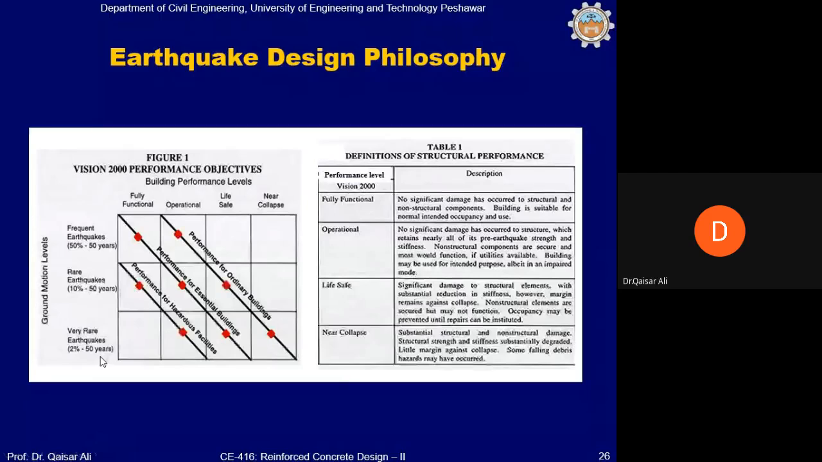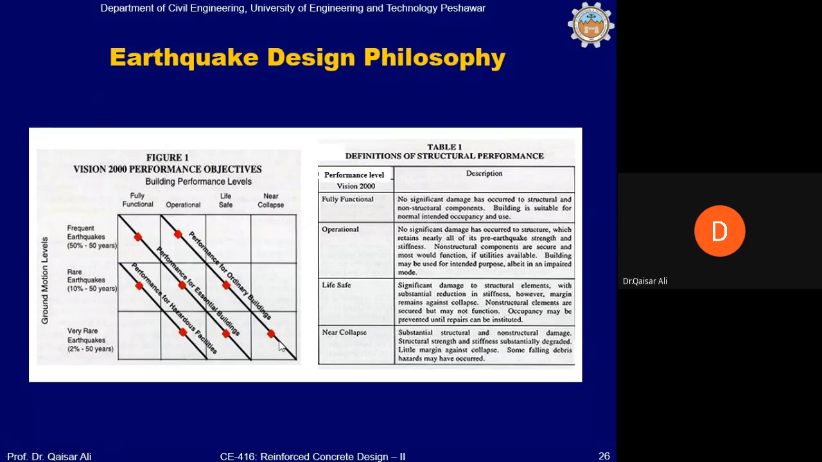The return period for such earthquakes whose probability of occurrence is 2% in 50 years is 2,500 years. So against these earthquakes, the essential facilities, nuclear power plants, industries containing chemicals with hazardous nature, should remain operational. They need not be fully functional, otherwise the cost will be unaffordable. And then the essential building shall remain life safe, and the ordinary building shall remain near collapse.